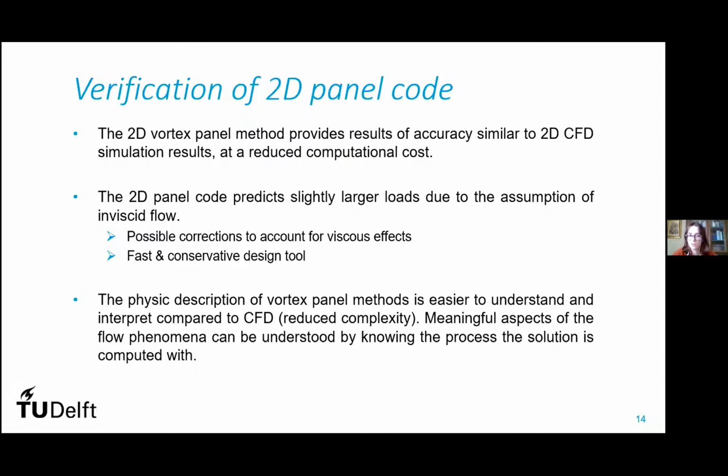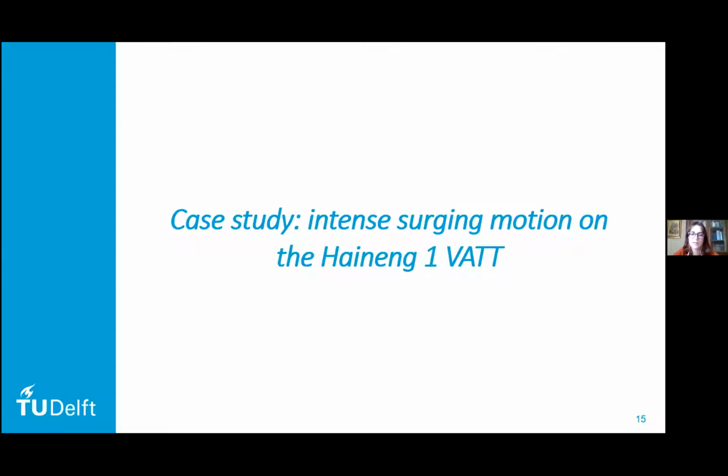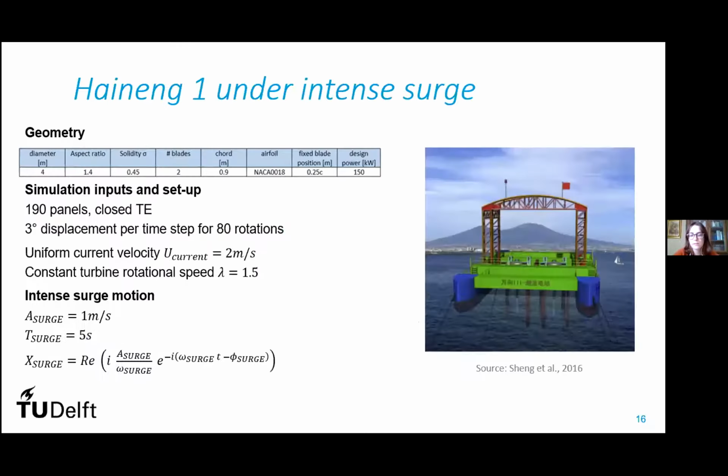And finally, it's worth mentioning that the 2D panel code was chosen as it is a method which has very clear physics and very clear computational steps. So it is easier to use these methods compared to CFD to understand what's happening to the aerodynamics of the turbine. And finally, I've been working on this case study, which is with this commercial turbine.